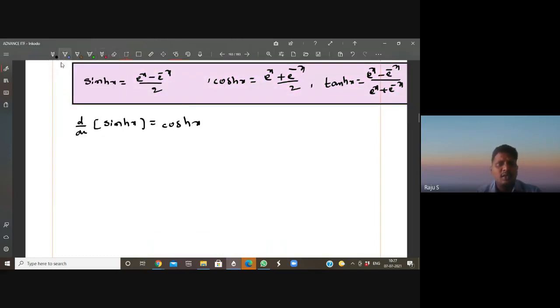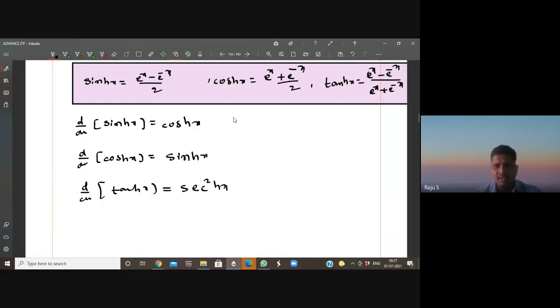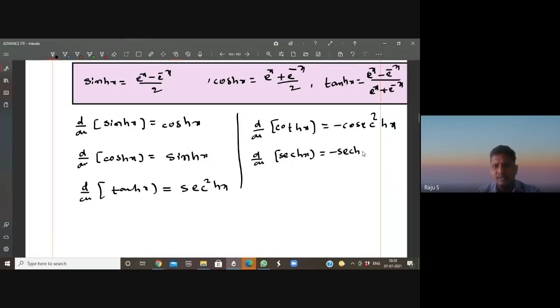Okay, so the derivative. d by dx of cos hx will be sin hx. What is d by dx of tan hx? It will be secant square hx. In the same way, the remaining three: d by dx of cot hx will be minus cosecant square hx. d by dx of secant hx will be minus secant hx into tan hx.